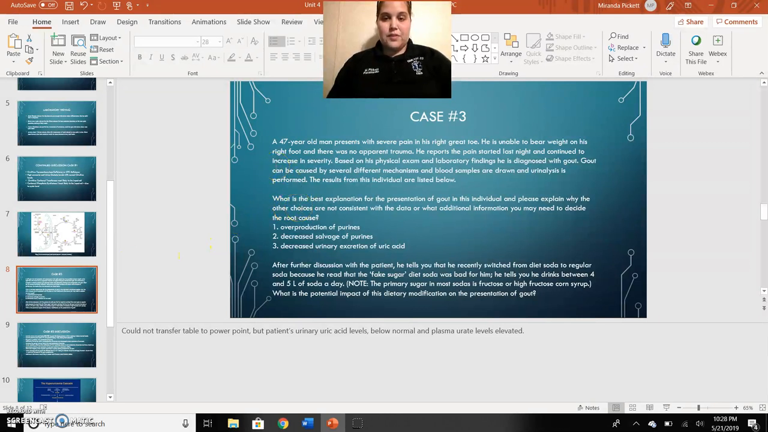And this is a 47-year-old man who's presenting with severe pain in his great right toe. He's unable to bear weight on his right foot, and this appears to be happening with no trauma. He reports that the pain started last night and is increasingly getting worse, which has brought him into the ER. When the physician does the physical exam and does a laboratory finding, the patient's diagnosed with gout.